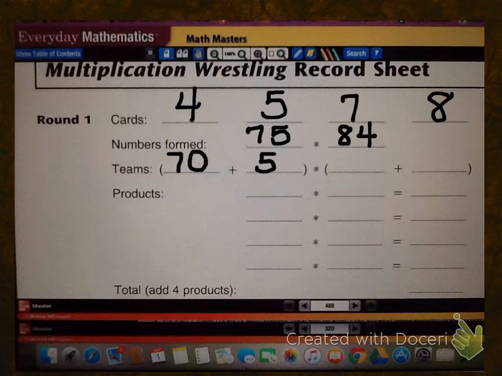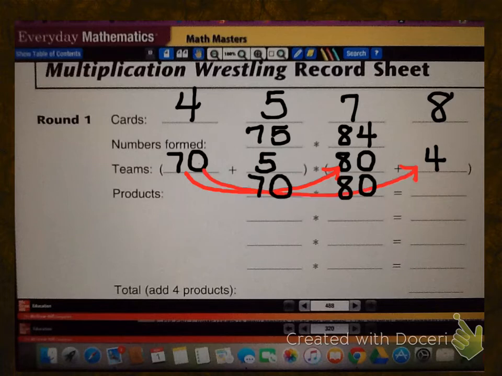So 75 becomes 70 plus 5, and 84 becomes 80 plus 4. Now, we're going to start with the 70. And the 70 is going to be multiplied by 80, and it's going to be multiplied by 4. So we're going to take 70 times 80, and if we remember our extended multiplication facts, we're going to take 7 times 8, which is going to give me 56, and then I'm going to add my 2 zeros.